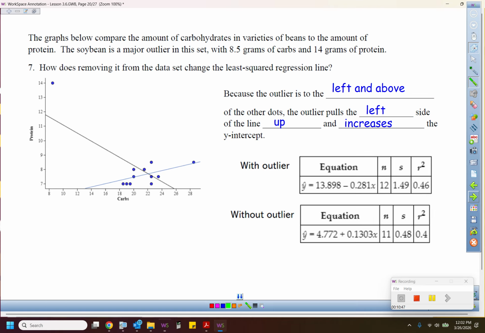Because it was to the left and above, that outlier pulls the left side up and increases the y-intercept. And you'll have about 6 of those to go through on homework. Trial and error will get you to figure out how it works out the best. It's where is the outlier, to the left, to the right, to the middle, above or below, and it will be much easier than you think.